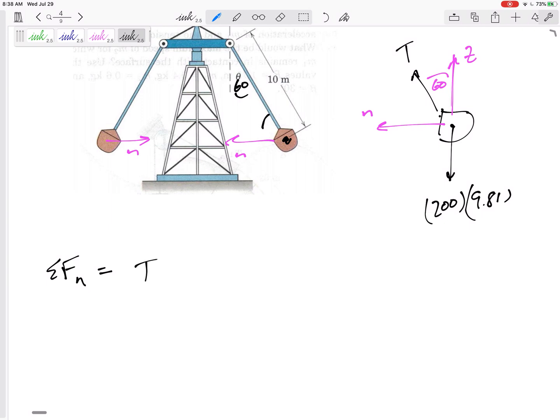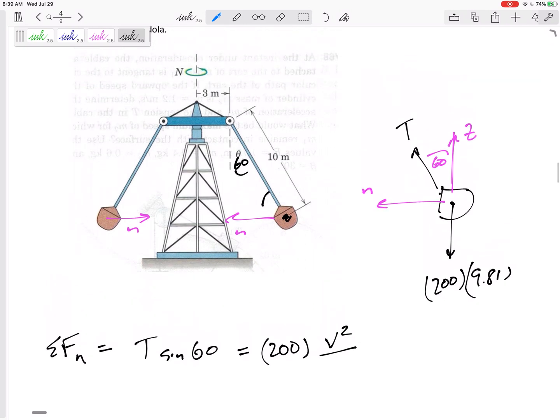So this would be T sine 60, and that's it, equals M A normal. What is A normal? A normal is V squared over rho. So this equals M V squared over rho. This equals 200 V squared over rho. All right, rho is the radius of curvature. Rho would be the distance that this object is from the center of rotation. That would be this length right here.